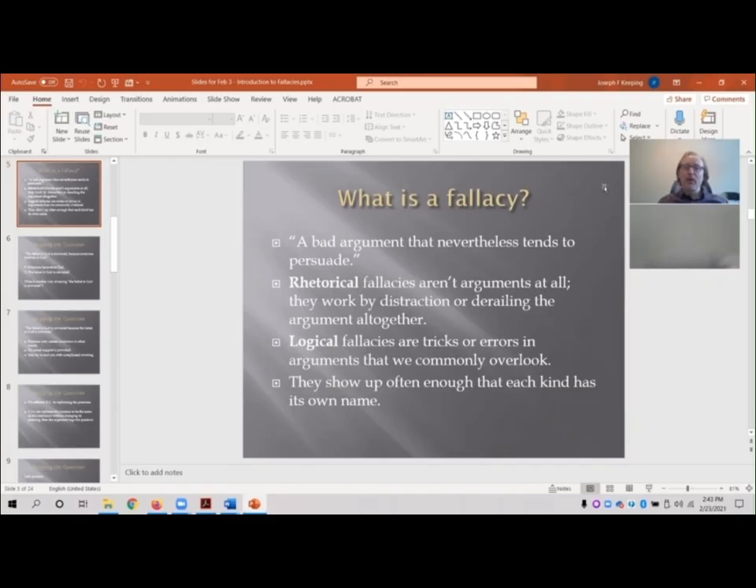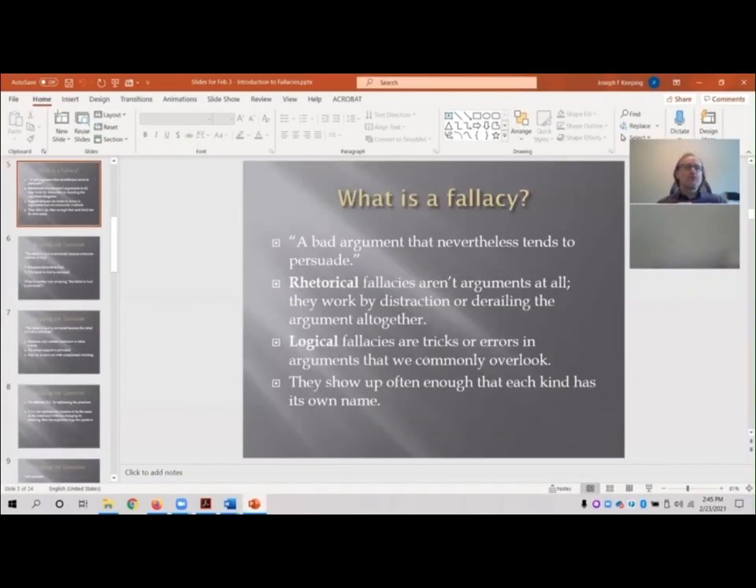So it says here on the slide, two different categories of fallacies. Rhetorical fallacies work by distraction or derailing the argument, and logical fallacies are tricks or errors in arguments that we commonly overlook. So logical fallacies occur within the reasoning of an argument, whereas rhetorical fallacies tend to distract you away from the argument or derail the argument. How useful is this distinction? I don't know. If you find it useful, great. If you don't find it useful, forget it. The fallacies all have their different names anyway, so they're already categorized.